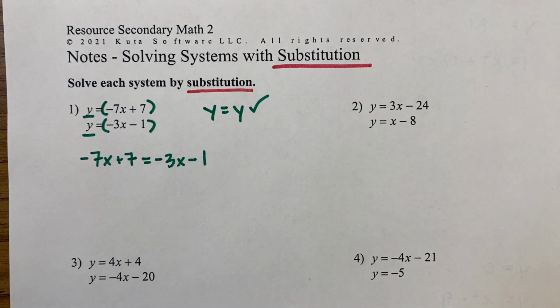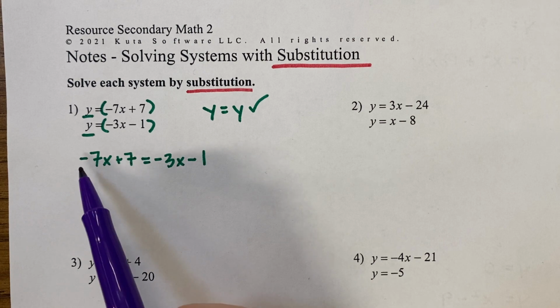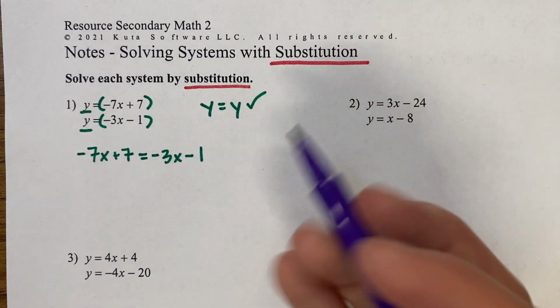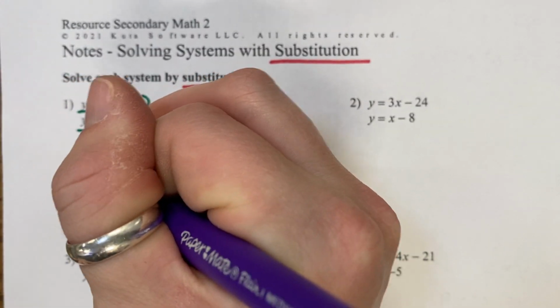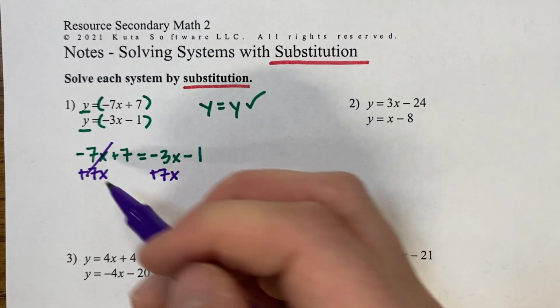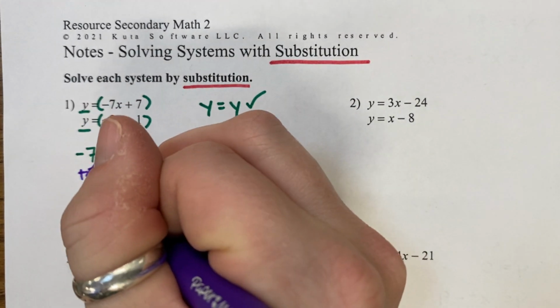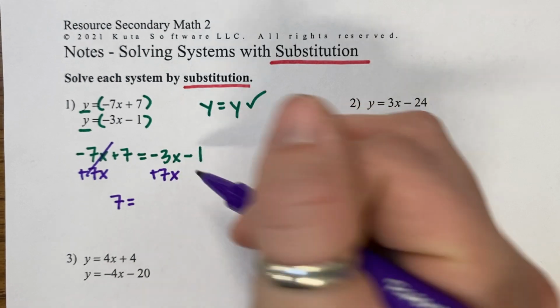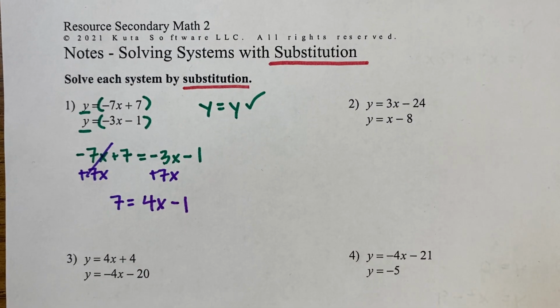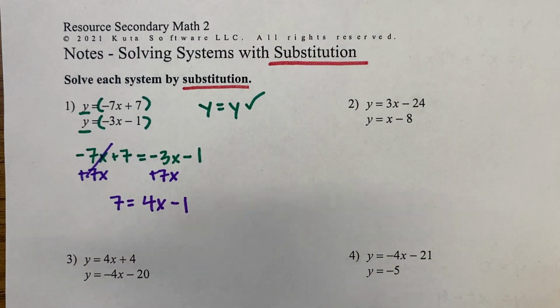First thing I want to do is move all of my x's to one side. Remember, I like moving the smaller amount. Which one is less, negative 7x's or negative 3x's? Negative 7x's is less, so I'm going to move it by doing the opposite, adding 7x's. That gets rid of it over there. So now I have 7 equals negative 3x plus 7x gives me positive 4x, and minus 1. Looking better and better each step.